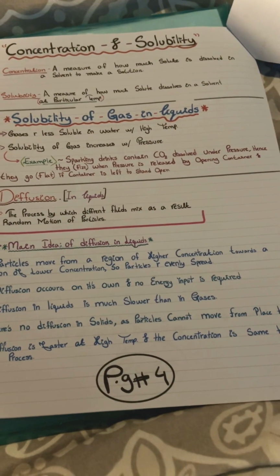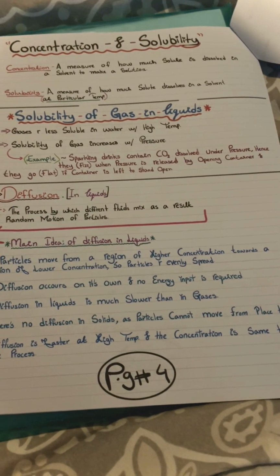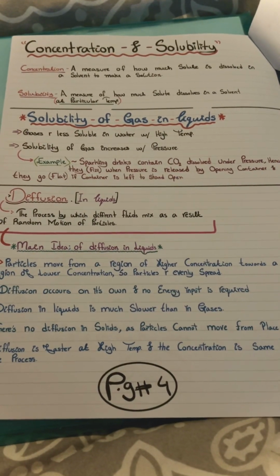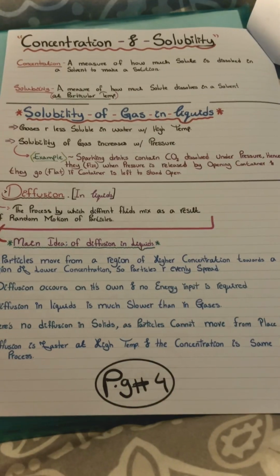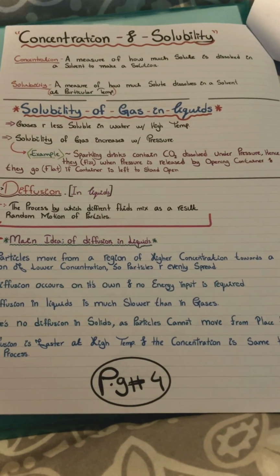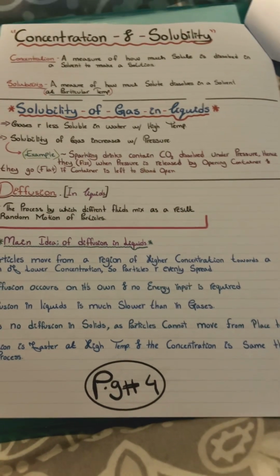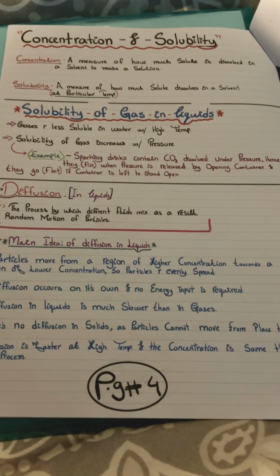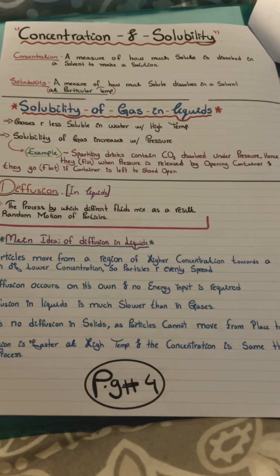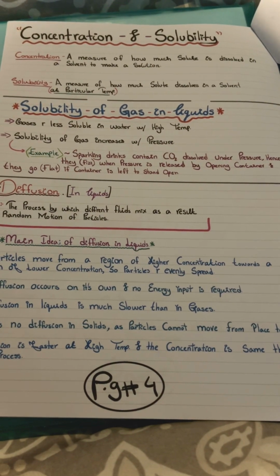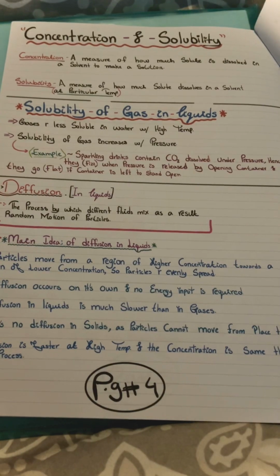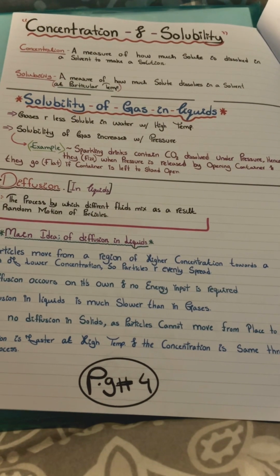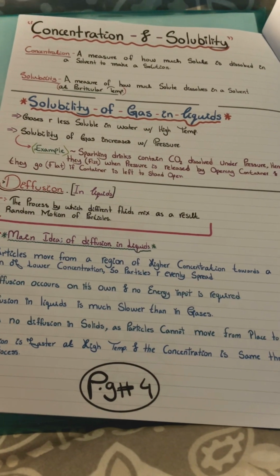For example, sparkling drinks contain carbon dioxide dissolved under pressure. Hence, they fizz when pressure is released by opening the container. So basically, with these carbonated drinks, like Pepsi or Coke, usually when you open the cap there's a fizz and bubbles or foam. That's because carbon dioxide is dissolved under pressure. As soon as you open it, the pressure is released, which causes this fizz. And they go flat if the container is left open.